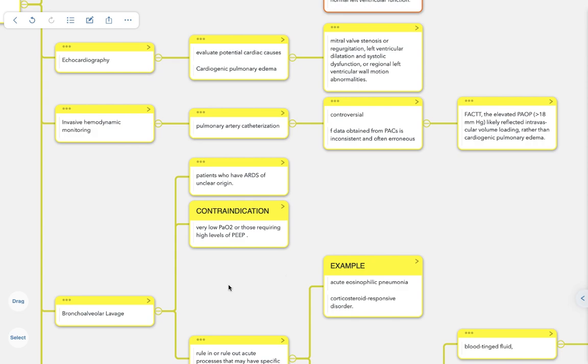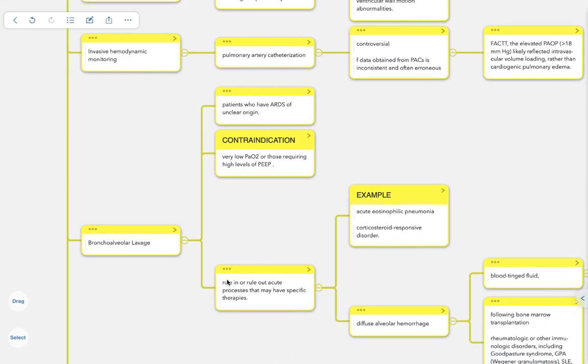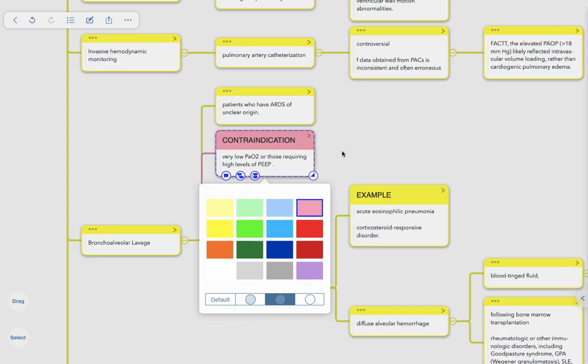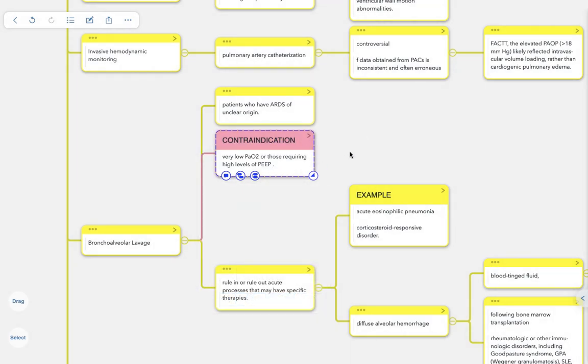Then coming to bronchoalveolar lavage. Now, bronchoalveolar lavage is done in patients who have ARDS of unclear origin. This is done either to rule in or rule out acute processes that may have specific therapies. Now, remember that bronchoalveolar lavage is contraindicated in cases of very low PaO2 or those requiring high levels of PEEP. So, in these patients, you would not do a BAL.